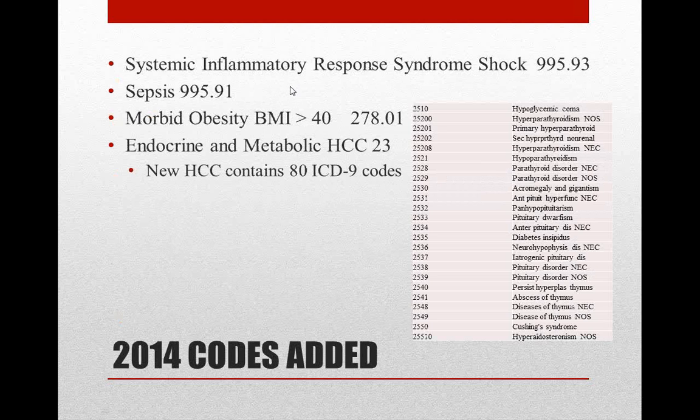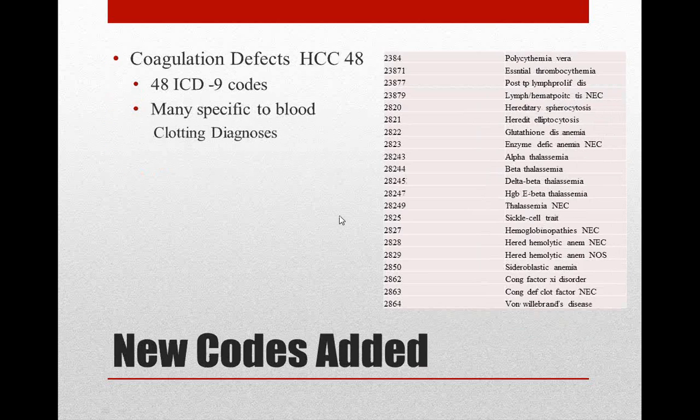Now, again, I've just put up some examples here, but there are some new categories. Sepsis is a big one. Morbid obesity, if you start seeing that, greater than 40 BMI, start coding that. That will get risk adjusted next year. There's a whole slew of new endocrinological ones that get risk adjusted. This is just a sample of that.